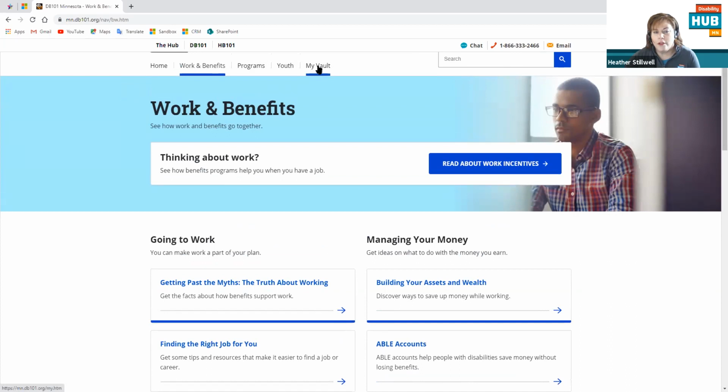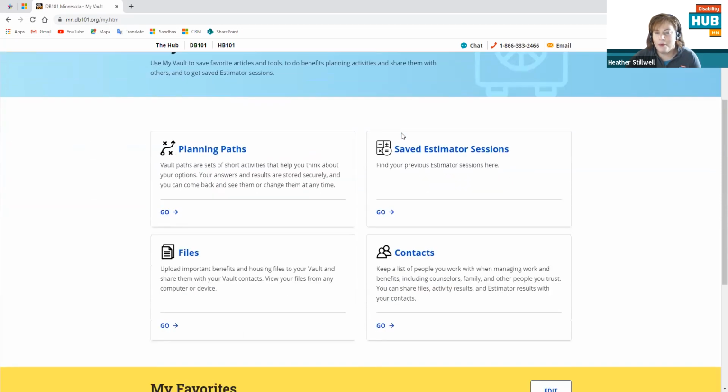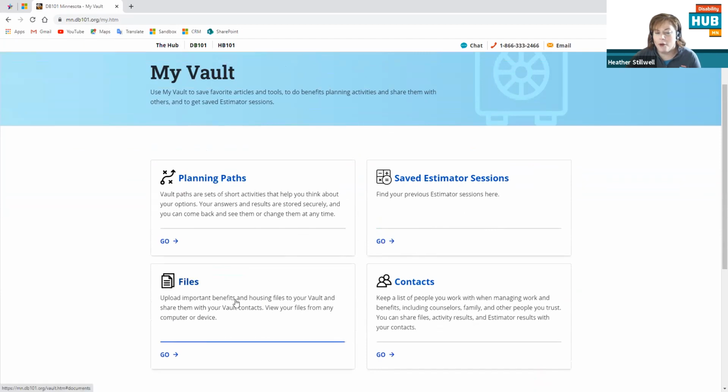And then we're going to go to the vault, which we've been talking about. And in the vault, there's a number of things that you can do. You can upload files of important documents that you want to keep in one place and that you might need to share with other people. You can go back and look at information you've done in the past. If you've used some of the tools in the past, you can go back and look at those. You can put contact information in here as well, so that you can keep track of your team and the people that help you with your school, work, and benefits. And you can keep their contact information there, and you can share information securely through the vault with them. So right now we're just going to look at the planning paths, because there's some really good tools in here that would come in handy.